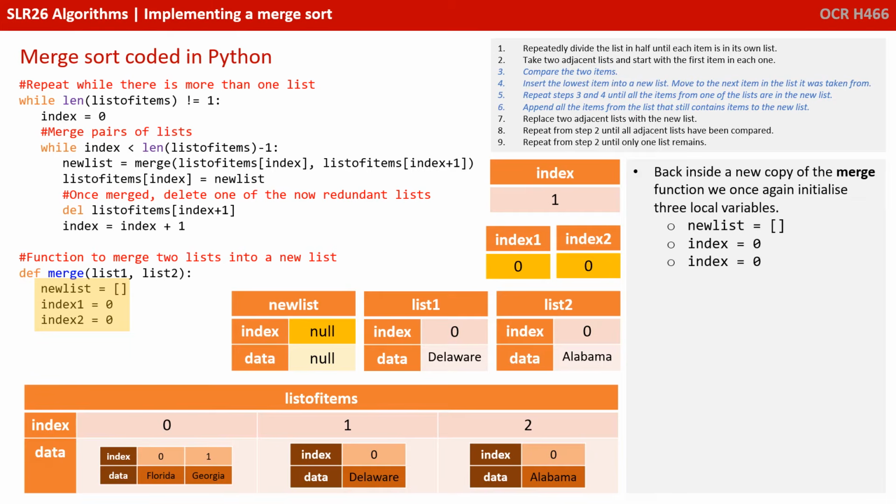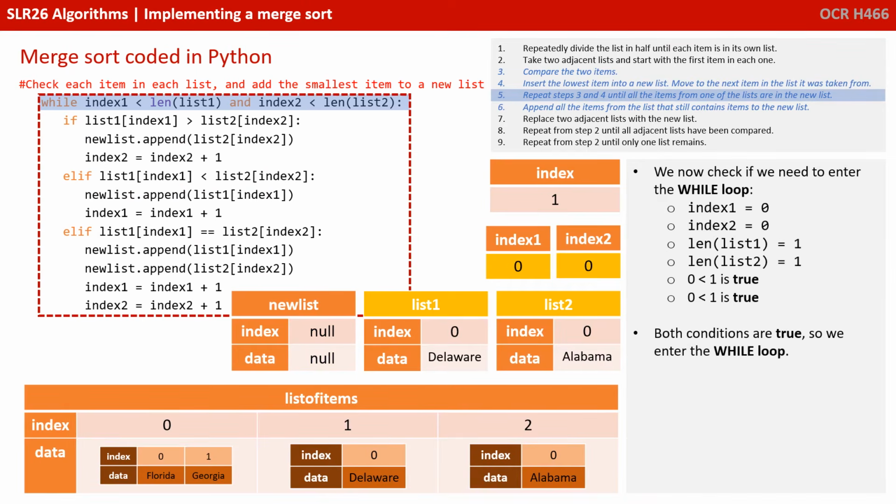So we're back inside a new copy of the merge function, so once again we initialize the three local variables shown here. We now check if we need to enter the while loop. Now we're going to speed up some of these explanations here, but effectively we can see that both parts of the while statement are true, and as they're both true, we enter the while loop.